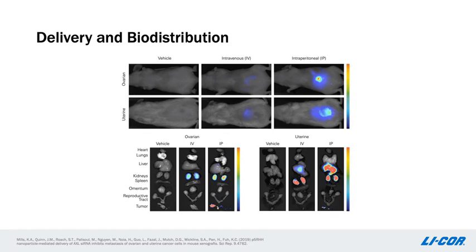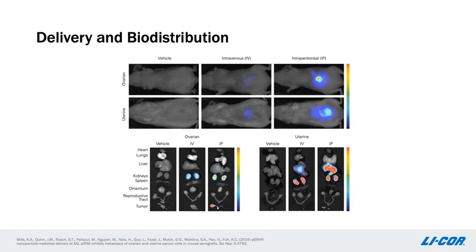Mice bearing either uterine or ovarian cancer tumors were injected either intraperitoneally, IP, or intravenously, IV, with near-infrared labeled siRNAs. The siRNAs were directed against AXL protein, which is involved in ovarian and uterine metastasis. The top panel shows in vivo imaging of mice, and the signal is strongest and most localized in mice injected IP.